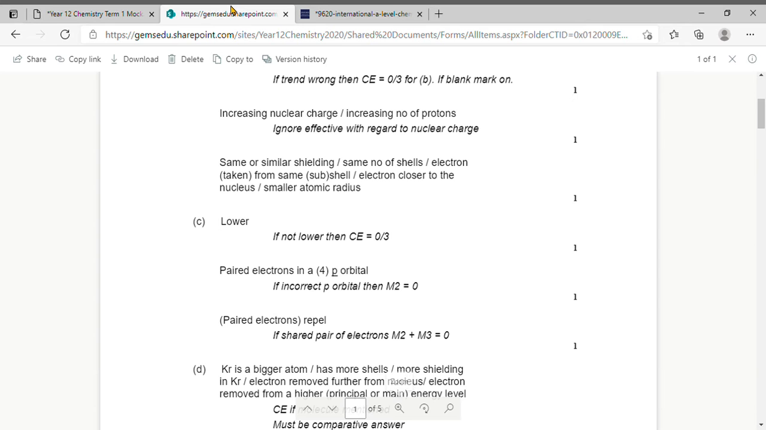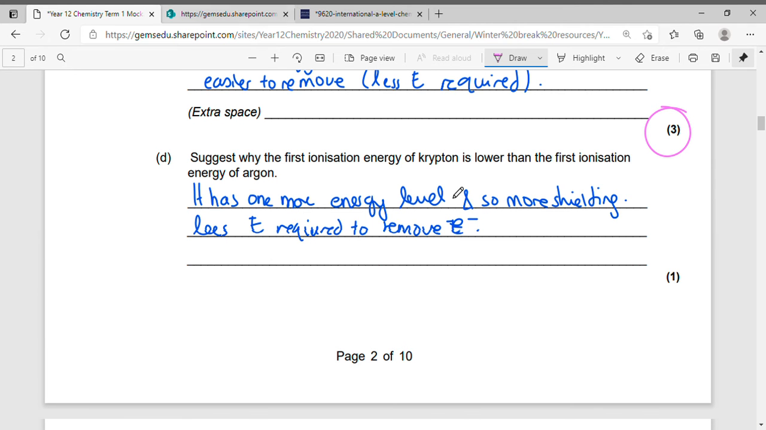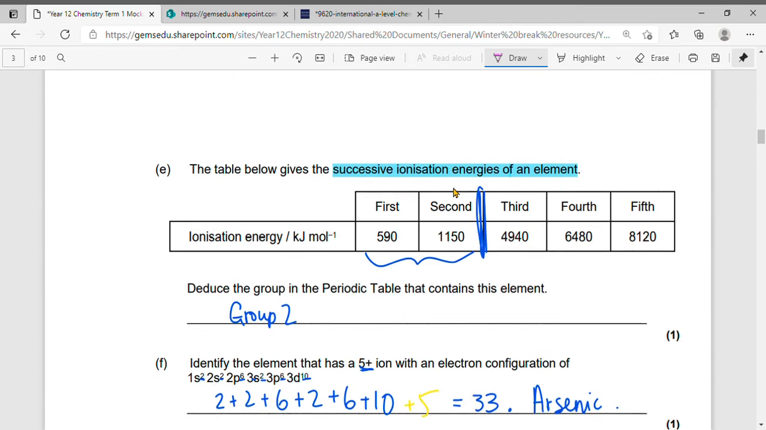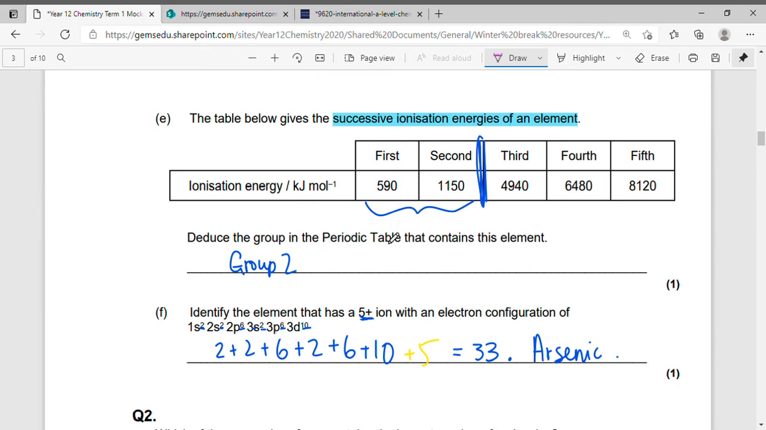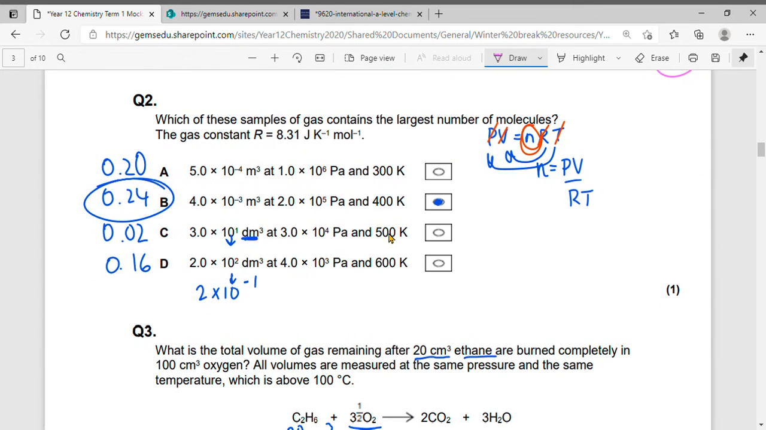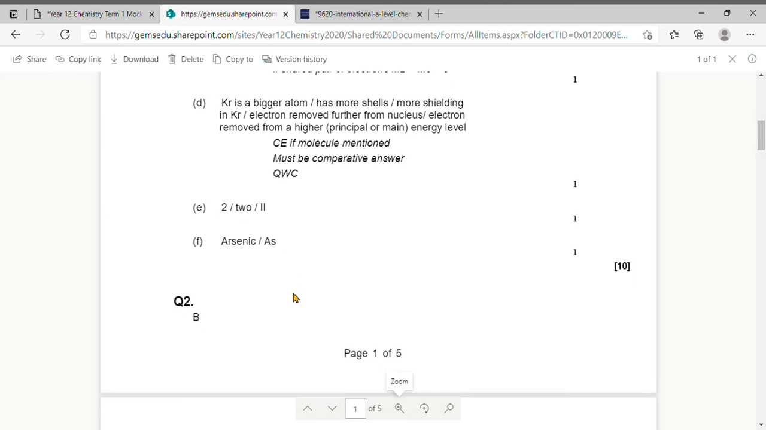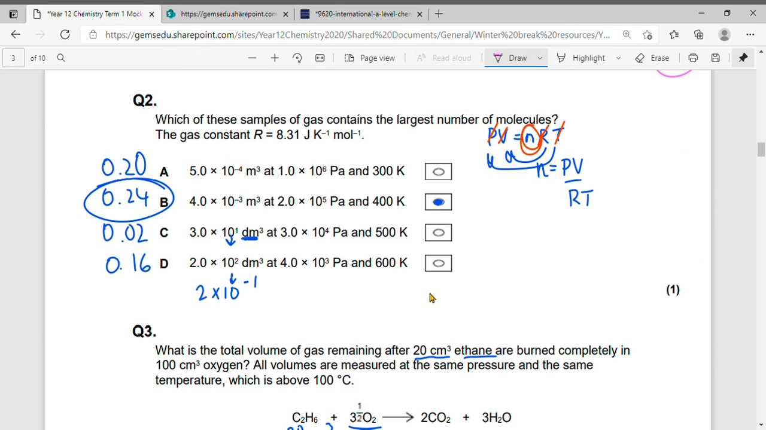It has one more energy level, more shielding, and so more shielding. Here's that mark, so 1 mark. Group 2, arsenic. Excellent. Arsenic is poisonous, I think. Fingers crossed. Yes. Excellent. 1 mark here.